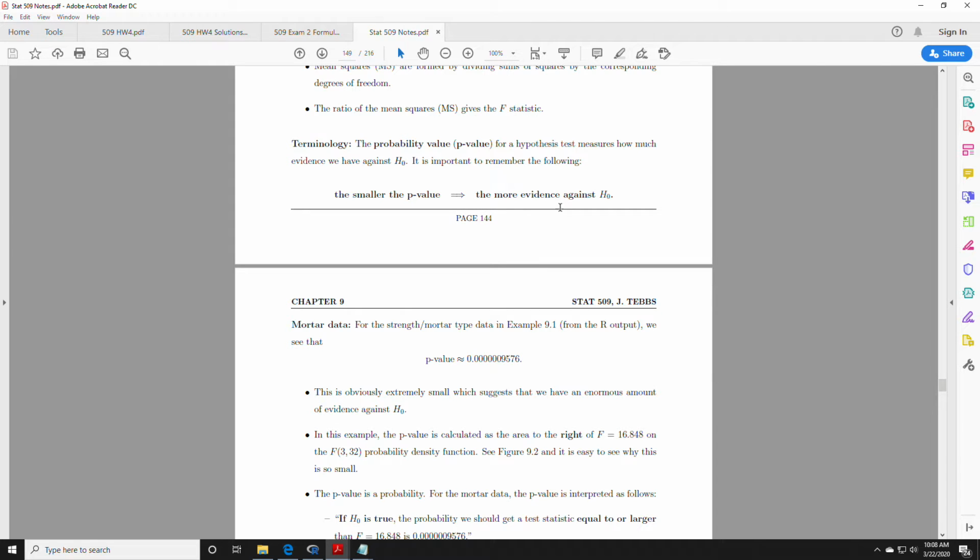So it is a way of having more evidence against the null hypothesis, right? Smaller probability of observing our results under the null hypothesis makes it less likely, in a way, that the null hypothesis is true, right? Because we have a low probability of observing what we truly observed if in fact the null hypothesis was true.